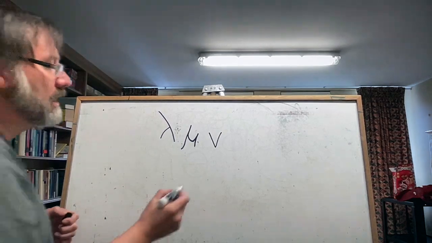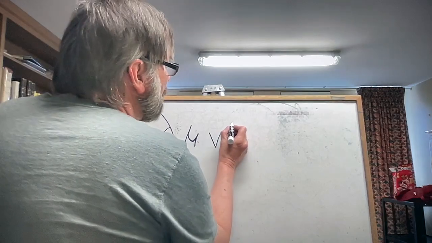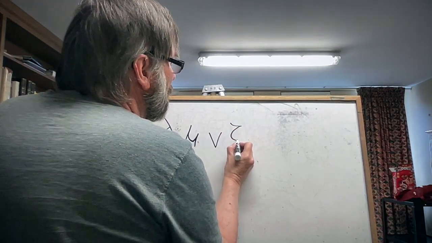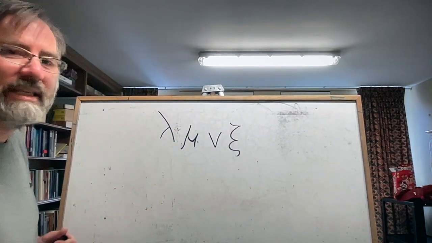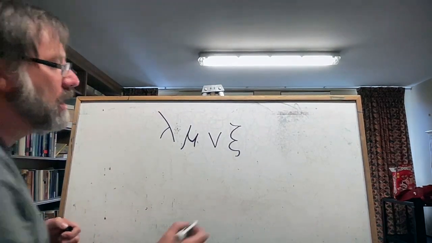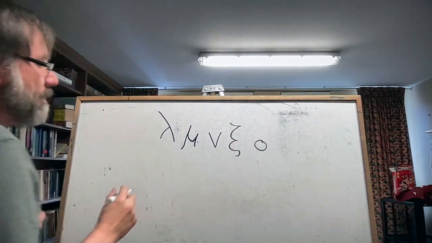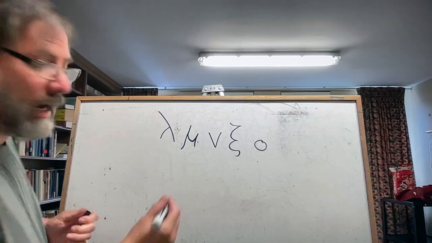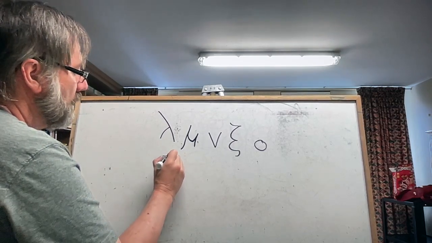And then there's something called an xi. And this, you start up here, curl around, curl in, curl out, and there's a little thing like that. Okay, and that makes an X sound. Okay, xi, and then omicron. Okay, that's just a circle like an O. Omicron, and then there's pi. So you go a line like this.